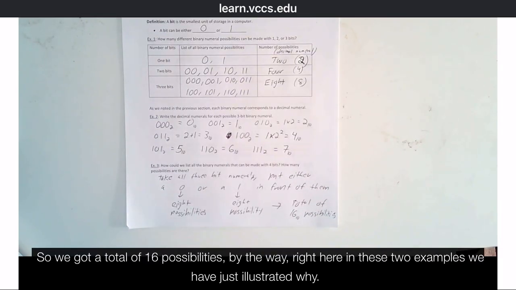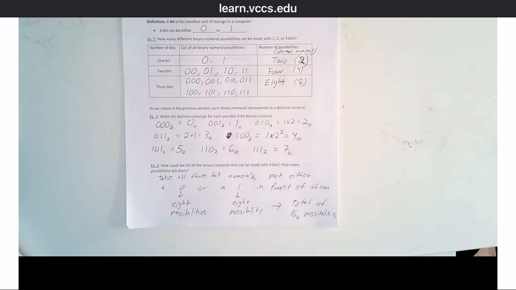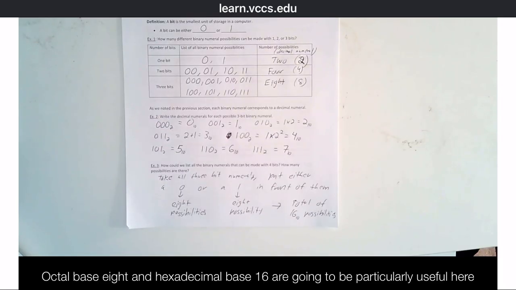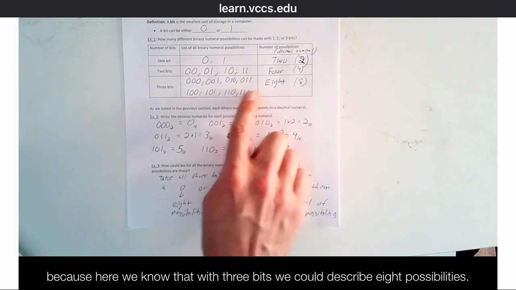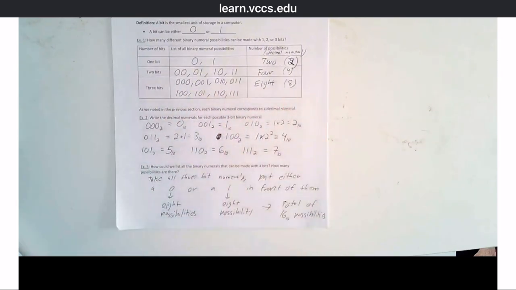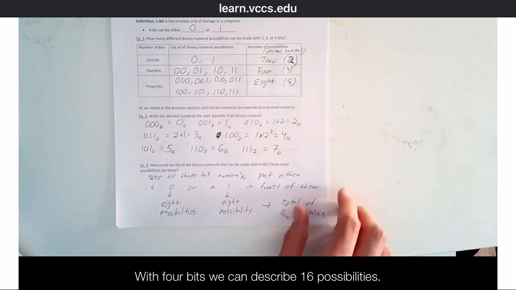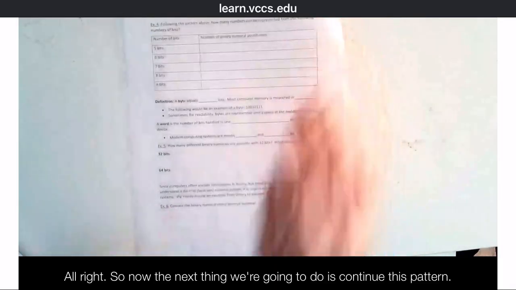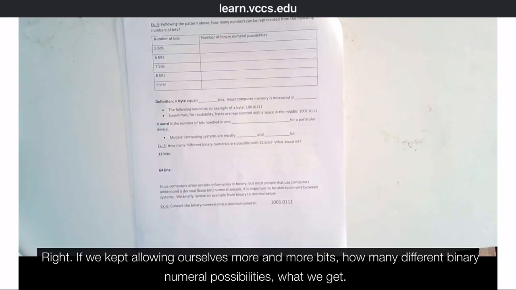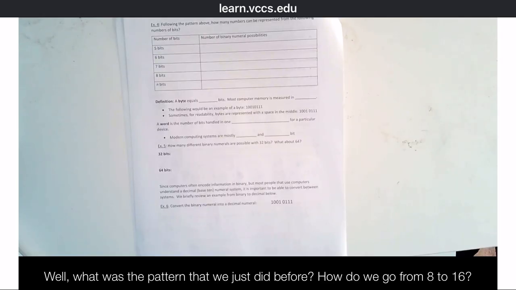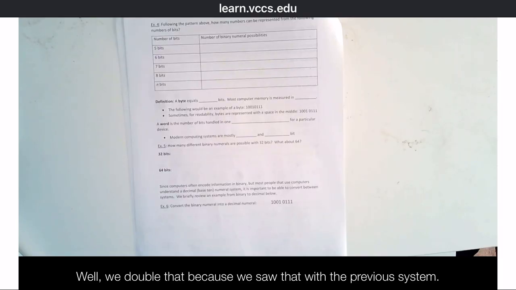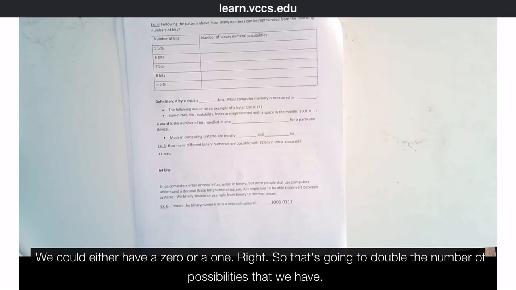By the way, right here in these 2 examples, we have just illustrated why octal base 8 and hexadecimal base 16 are going to be particularly useful here, because we know that with 3 bits, we could describe 8 possibilities. With 4 bits, we could describe 16 possibilities. All right, so now the next thing we're going to do is continue this pattern. If we kept allowing ourselves more and more bits, how many different binary numeral possibilities would we get? Well, what was the pattern that we just did before? How did we go from 8 to 16? Well, we doubled that, because we saw that with the previous system, we could either have a 0 or a 1, right? So that's going to double the number of possibilities that we have.